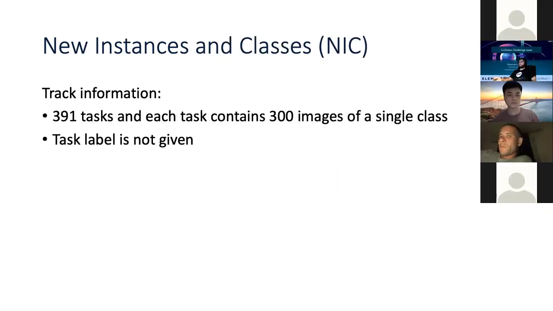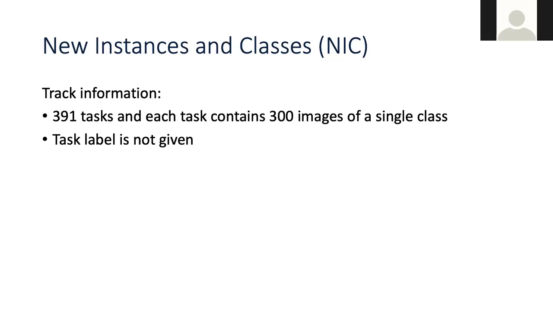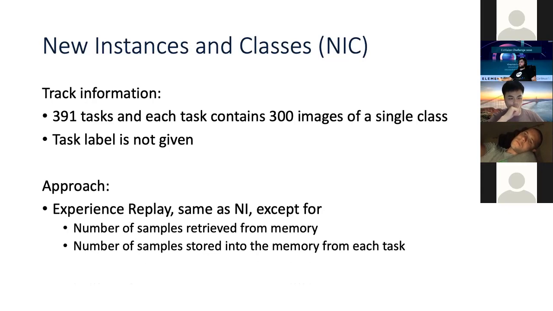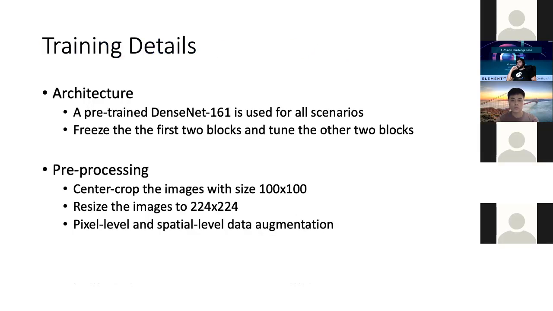So for new instances and new classes, there are more tasks, and each task only contains 300 images, and the task label is not given as well. So we basically use the same method as the new instances, except for the number of samples retrieved from the memory and the number of samples stored in the memory from each task are different. And as for the architecture, we use a pre-trained DenseNet 161 for all scenarios, and we freeze the first 2 blocks of this network and only tune the other 2 blocks.